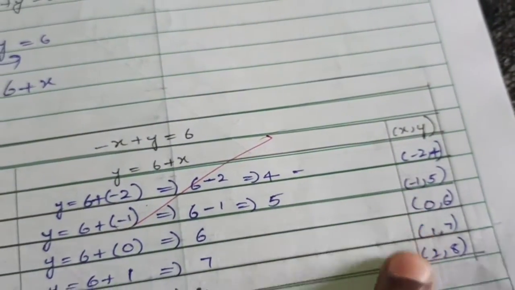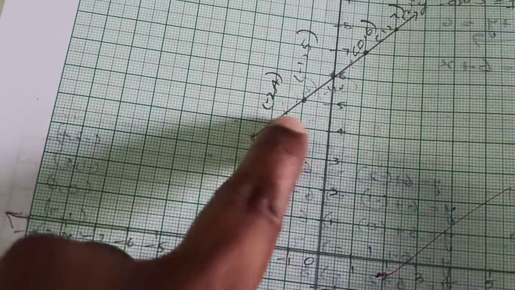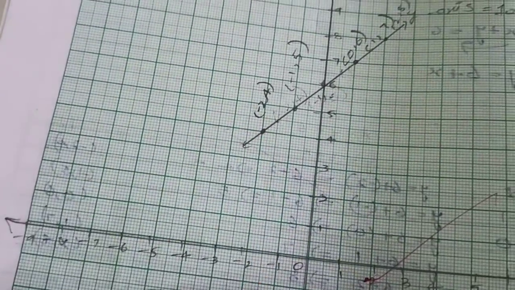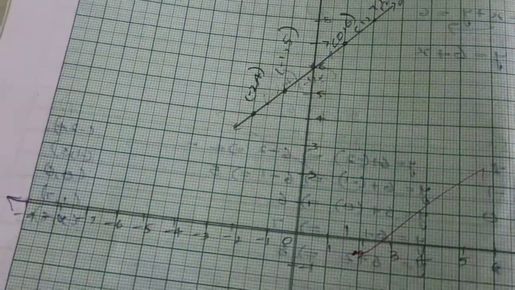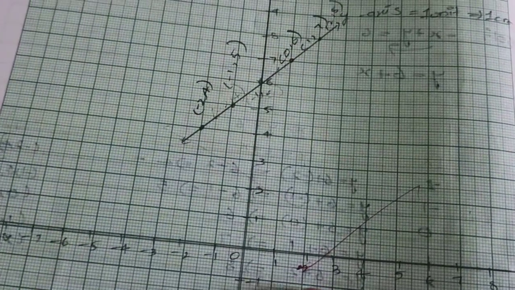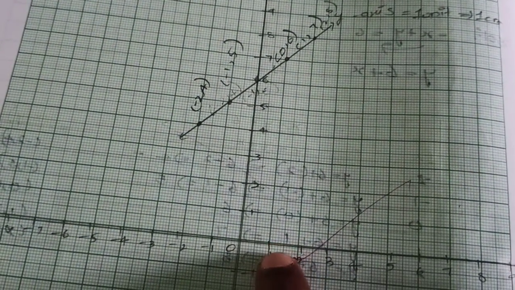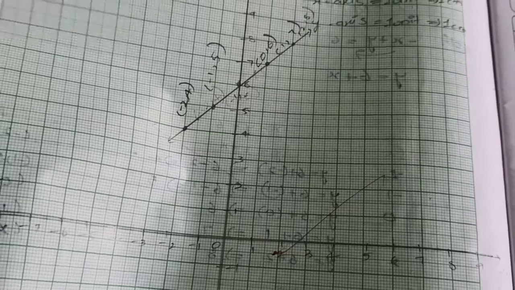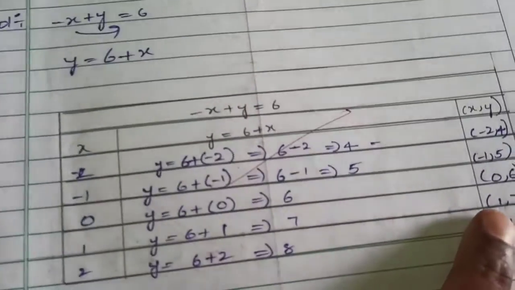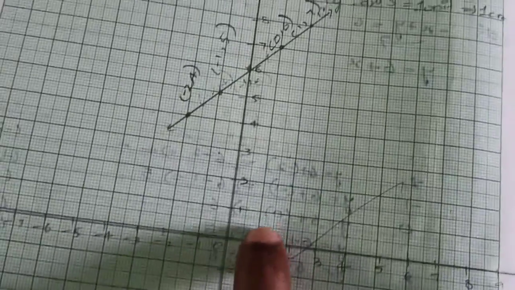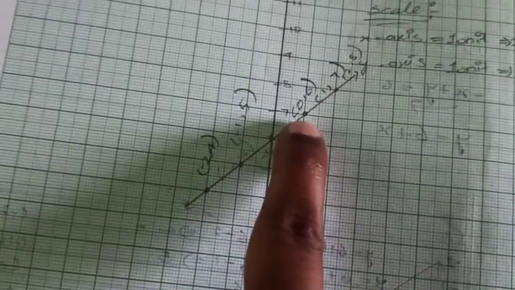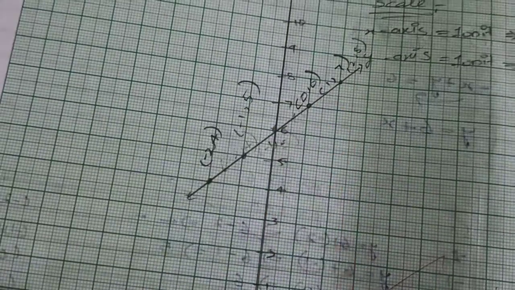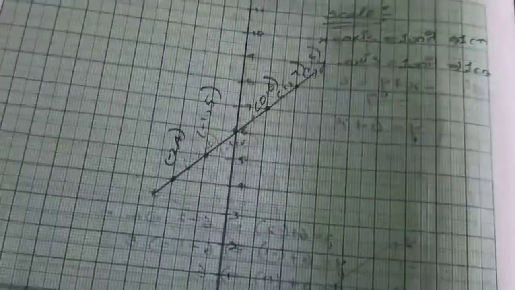minus 2 comma 4, minus 1 comma 5, and 0 comma 6, then 1 comma 7, 2 comma 8. Yes, 1 comma 7. Where is the 7? Here. 1 comma 7, 2 comma 8.